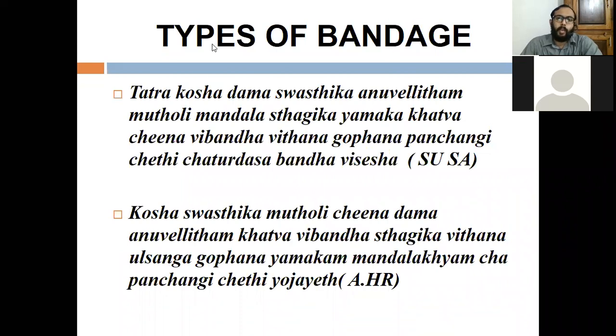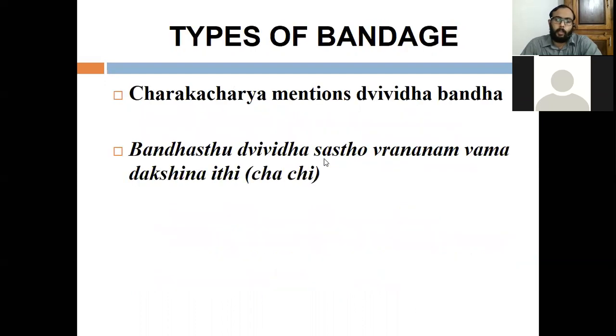Coming to the types of bandage, Susruta Acharya explained in Sutrasthana 18th chapter: Kosha, Dama, Swastika, Anuvelita, Pradoli, Mandala, Sthagika, Yamaka, Khatva, Chinna, Vibandha, Vitana, Gophana, Panchangi. And Vagbhata Acharya included Utsangi Bandha as the 15th Bandha. Charaka Acharya divides the Bandha into two, that is Vama and Dakshina.